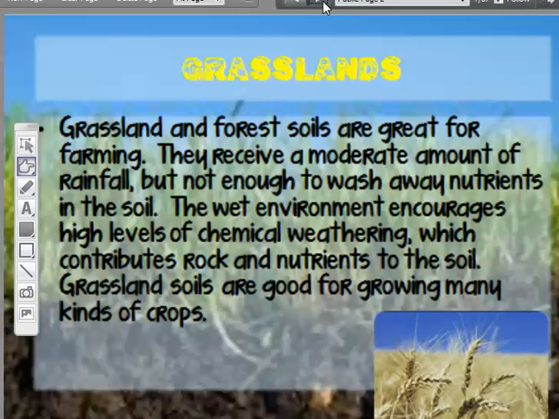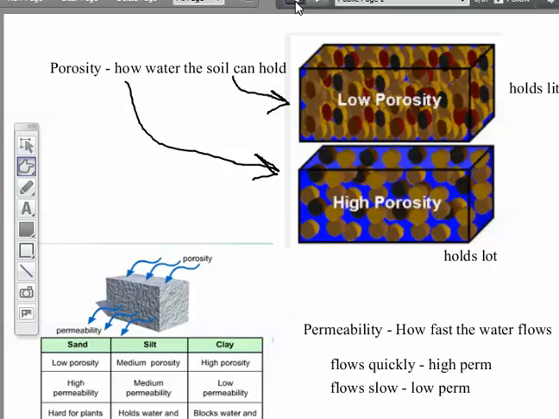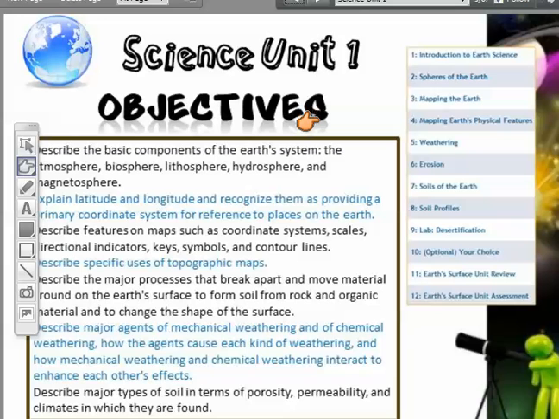And then something like your desert or Arctic biomes, deserts receive little rainfall, so they don't get enough rain. They do support some vegetation, just not much. And then our Arctic biomes do not support vegetation because they have a layer of permafrost or a layer of frozen soil. So that's just a brief overview of the things that you want to make sure that you know for your Unit 1 assessment.